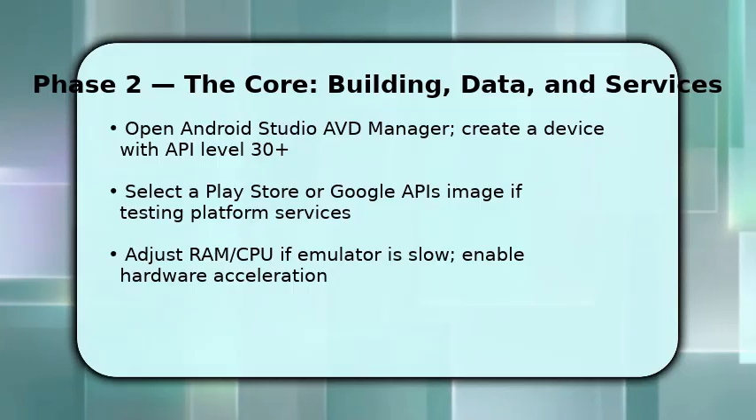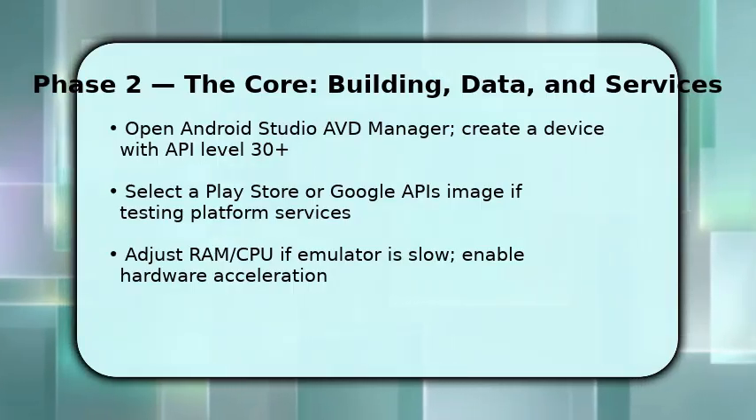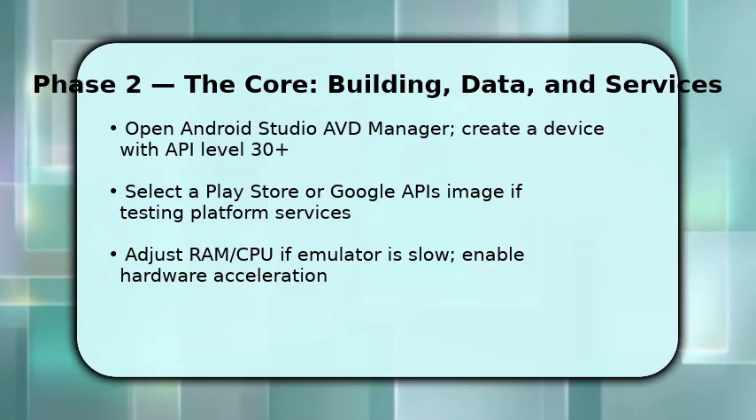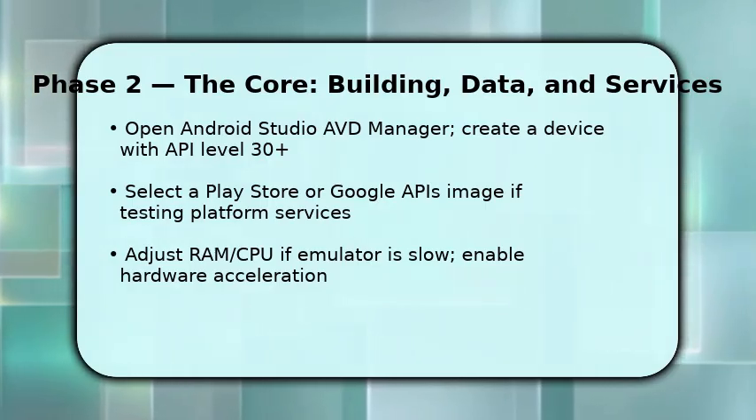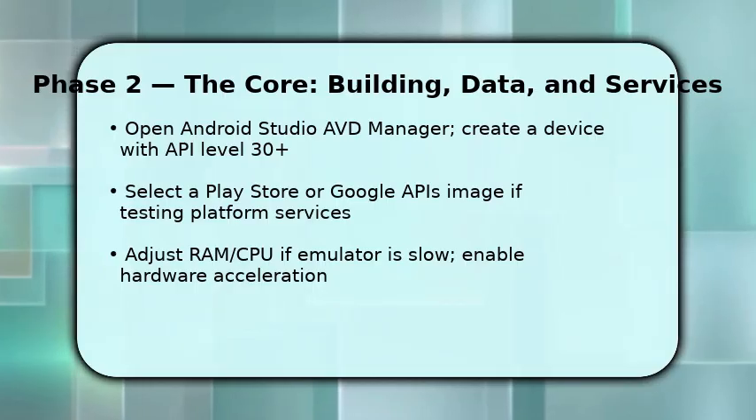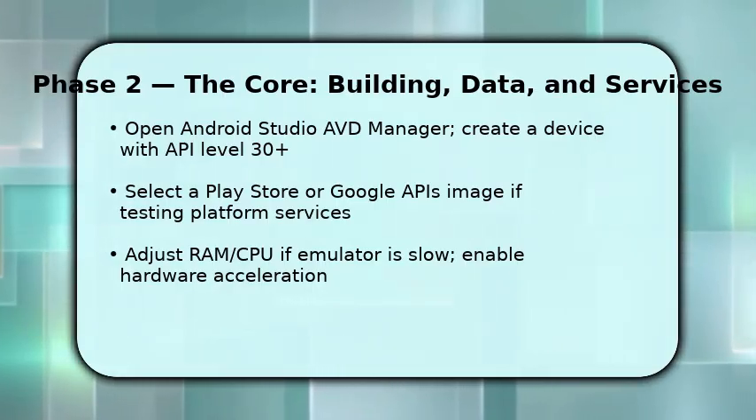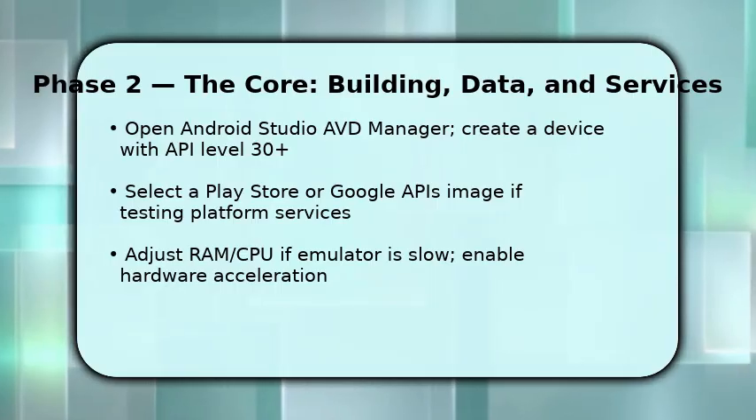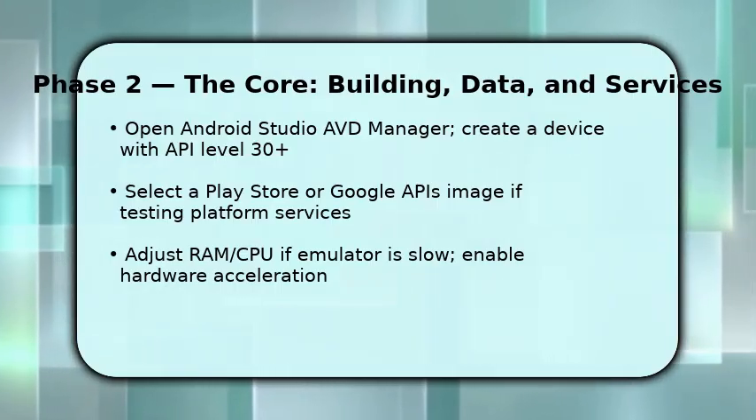Next, you configure the emulator itself. In Android Studio, open the AVD Manager and create a virtual device. Pick a device profile and an image with API level 30 or higher for current app compatibility. Choose a Play Store or Google APIs image when you need platform services.